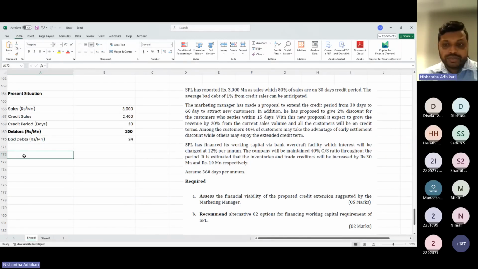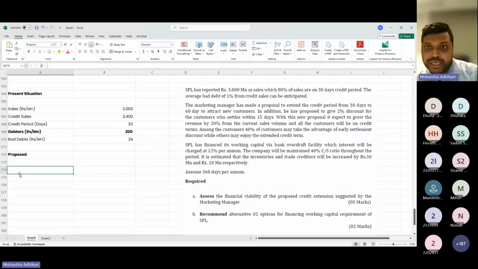Now, next one, the proposed situation. In the proposed situation, what will happen? You will extend the credit period from 30 days to 60 days. In addition, if customers settle within 15 days, you will give a 2% discount. Right. Now, what has happened? All the sales will increase by 20% and all the customers become credit.